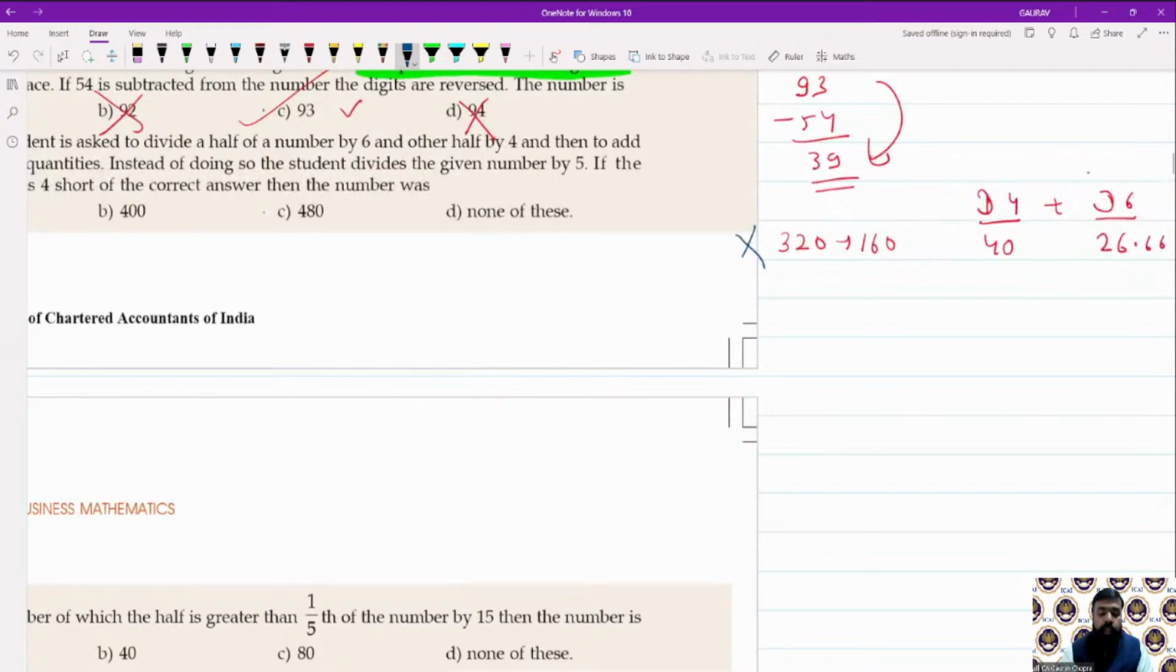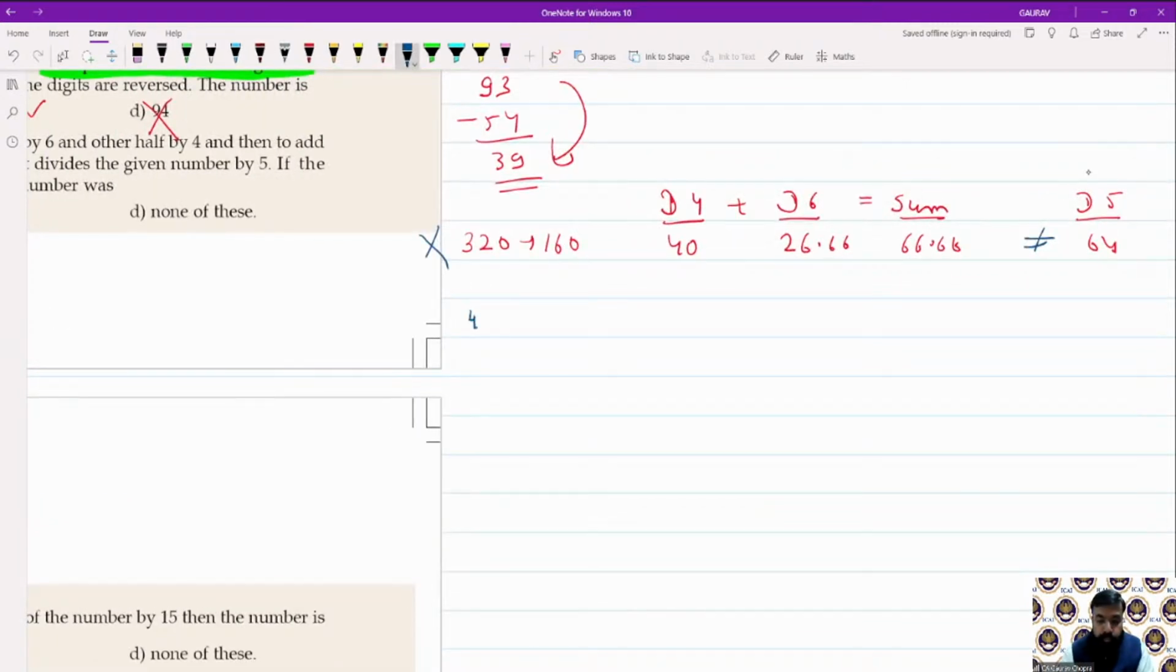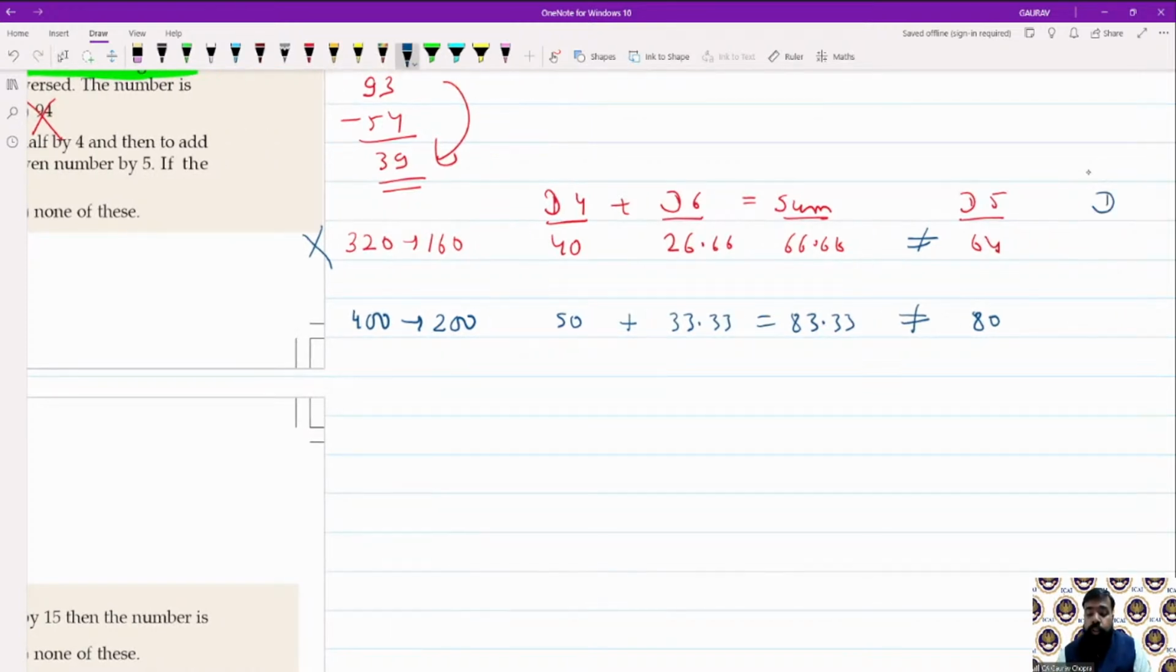Now the second option is 400. Half the number is 200. Now divide 200 by 4, 50. Divide 200 by 6, we are getting 33.33. The sum is 83.33. If we divide 400 by 5, how much are we getting? We are getting 80. So again, both are not equal. And also the difference should be 4. The difference is also not 4. Here also the difference is not 4.